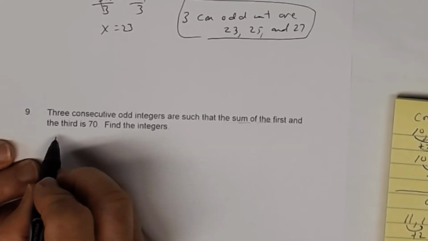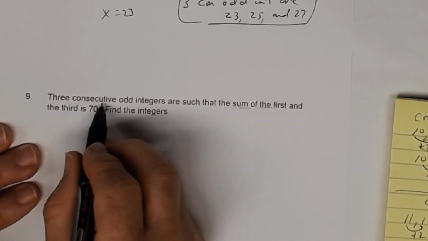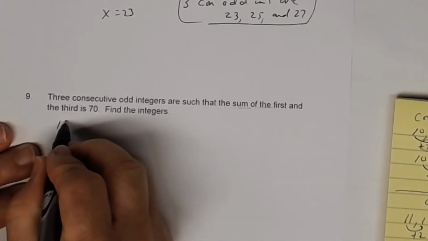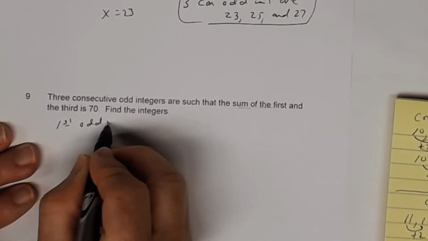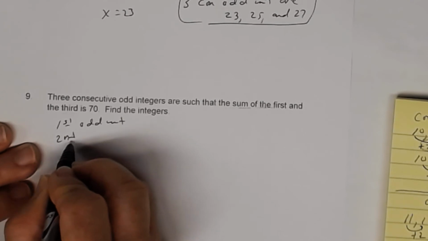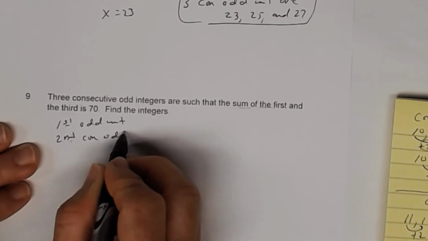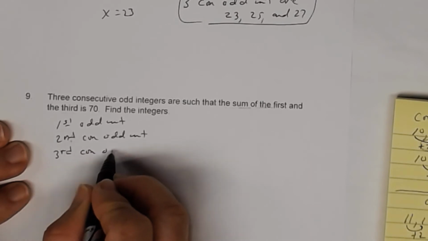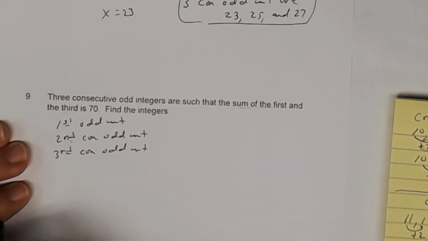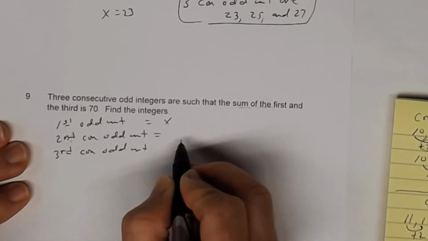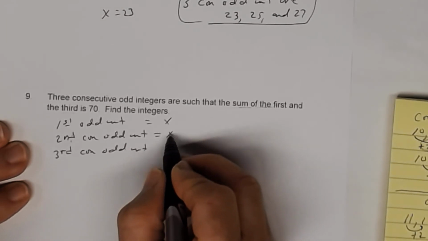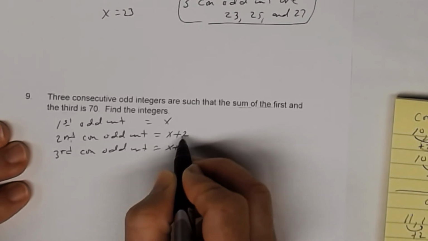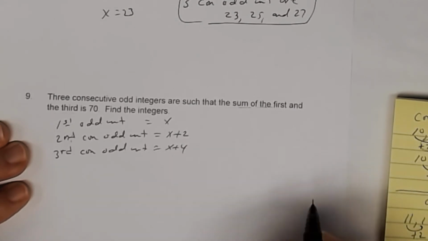All right, so you want to find those 3 consecutive odd integers. You're dealing with odd integers and consecutive. So first odd integer, second consecutive odd integer, third consecutive odd integer. So my first is x, then how to get the second odd integer? x plus 2. How to get the third one? You add 2 to the previous one, so x plus 4, right?